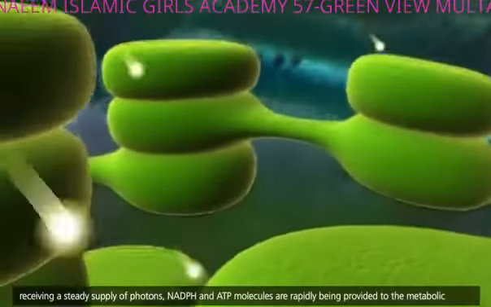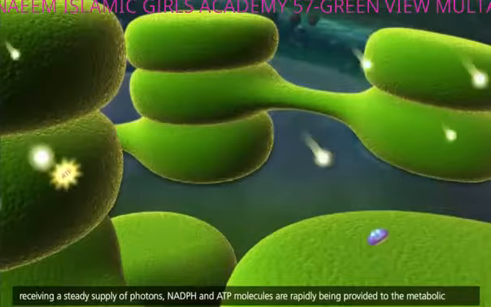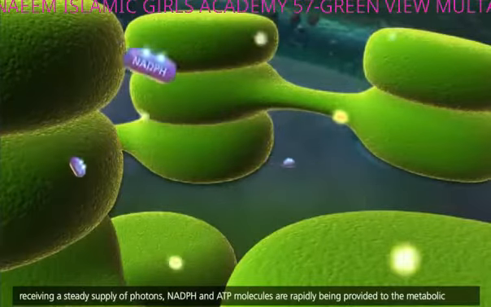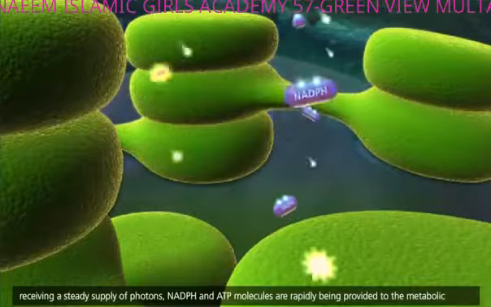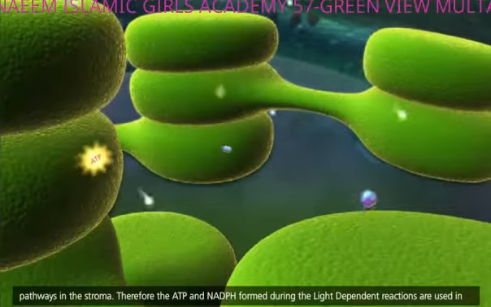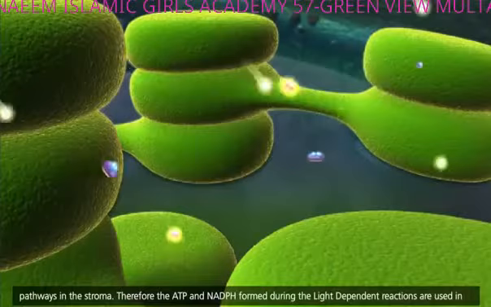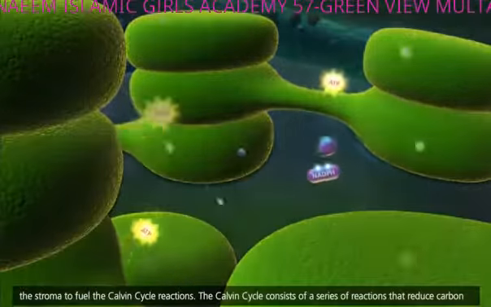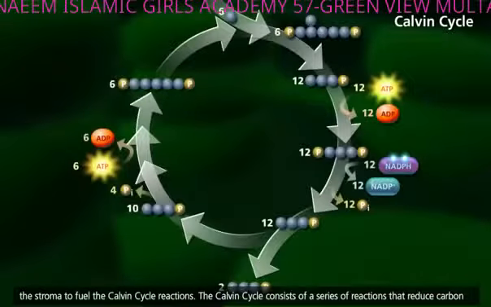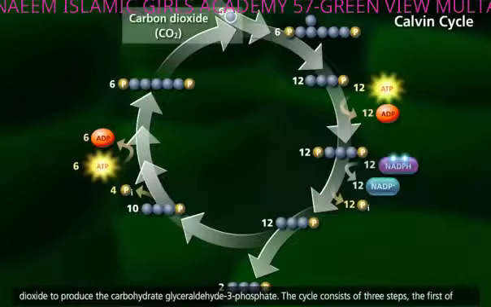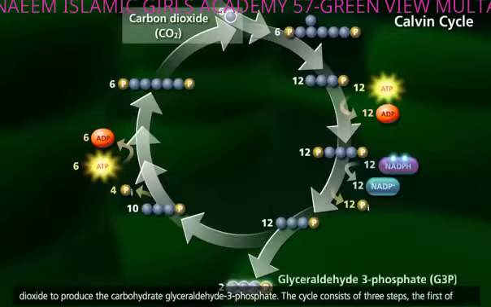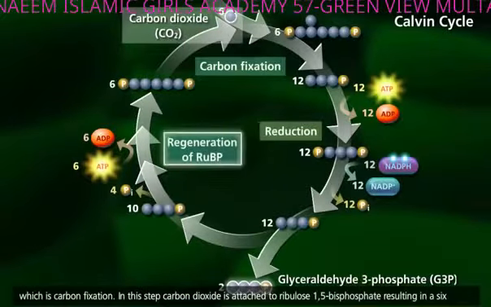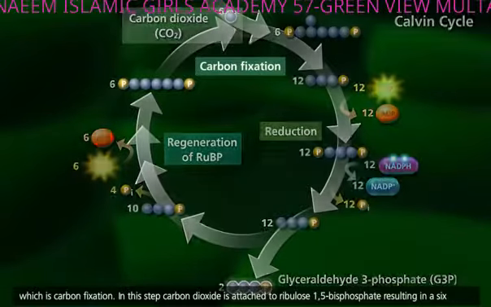When the chloroplast is receiving a steady supply of photons, NADPH and ATP molecules are rapidly being provided to the metabolic pathways in the stroma. Therefore, the ATP and NADPH formed during the light-dependent reactions are used in the stroma to fuel the Calvin cycle reactions. The Calvin cycle consists of a series of reactions that reduce carbon dioxide to produce the carbohydrate glyceraldehyde 3-phosphate. The cycle consists of 3 steps, the first of which is carbon fixation.